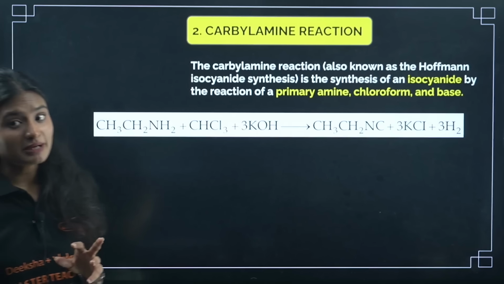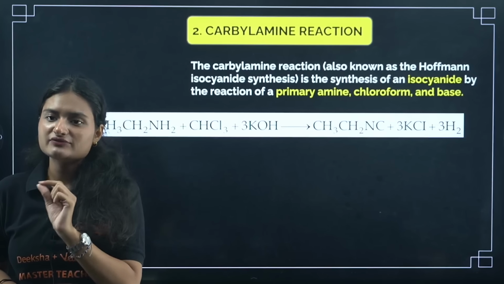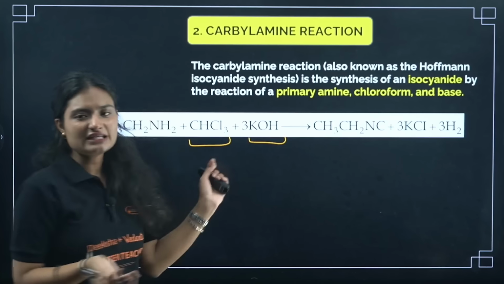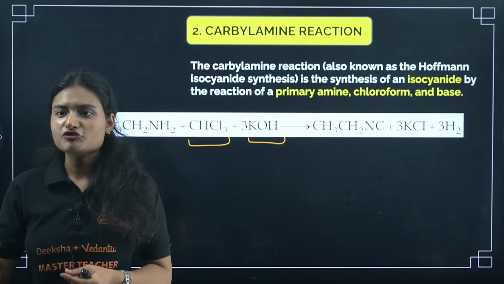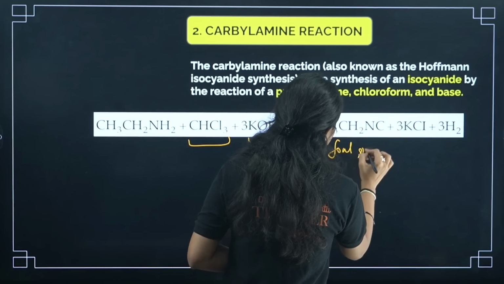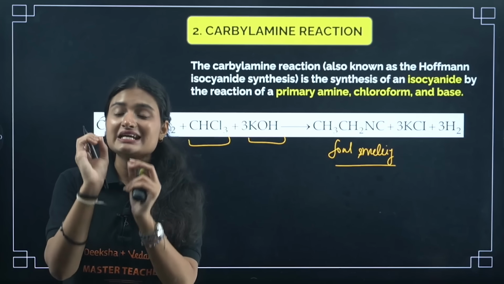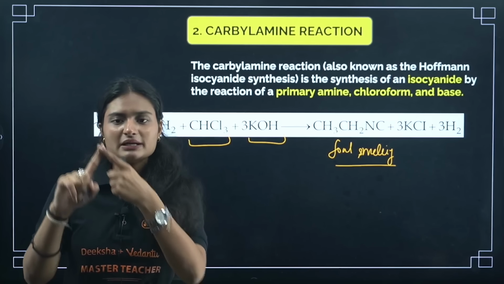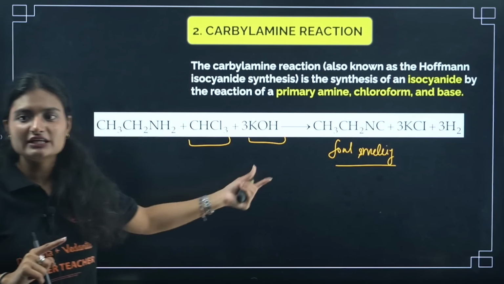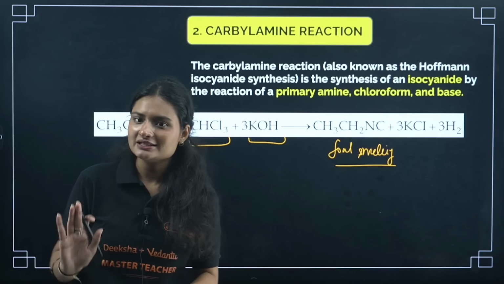Yes, the next is the carbylamine reaction. It is a very important reaction that is given by primary amines. Only primary amines give this reaction. And what is that reaction? When primary amines are treated with chloroform and potassium hydroxide or any alkali, they form a compound called isocyanide. Now this isocyanide is really foul smelling. So it is also used as a test to detect the presence of primary amines. What is the test? When primary amines are treated with chloroform in presence of any alkali, we get a foul smelling substance which is isocyanide. Okay, that is your carbylamine reaction. Simple, clear? Next reaction? Yes.